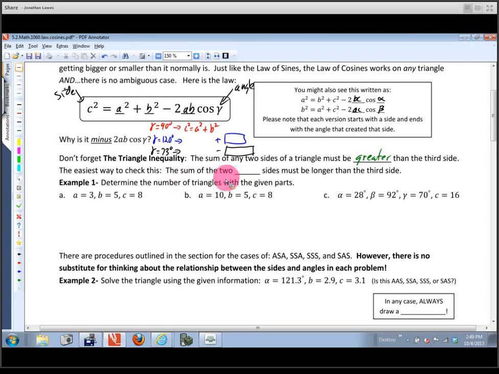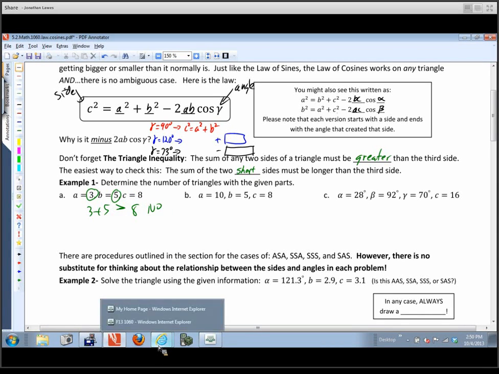The sum of the two short sides must be longer than the third side. So you'll notice in this first example right here, it says, determine the number of triangles that can be made with the given parts. So if I've got a side of 3, a side of 5, and a side of 8, well, the triangle inequality says if I take the two short ones and add them together, it's got to be more than that third side. Can't even be equal to it. It's got to be flat greater. So the answer there is no to that inequality. That's not a true inequality. So we couldn't make a triangle using these parts.